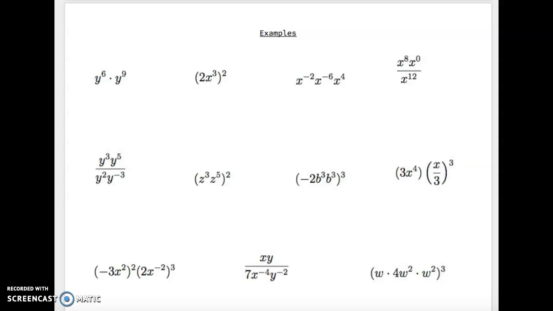All right, you ready to do a bunch of examples for simplifying exponential expressions? Because I sure am. All right, let's do it. So we're going to start off obviously a little easier, and then we get harder. That's how math works, you guys know.